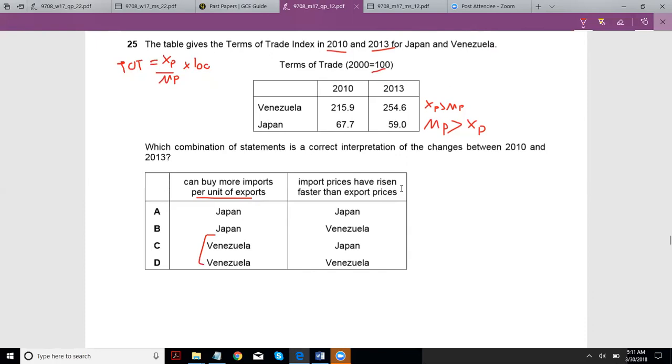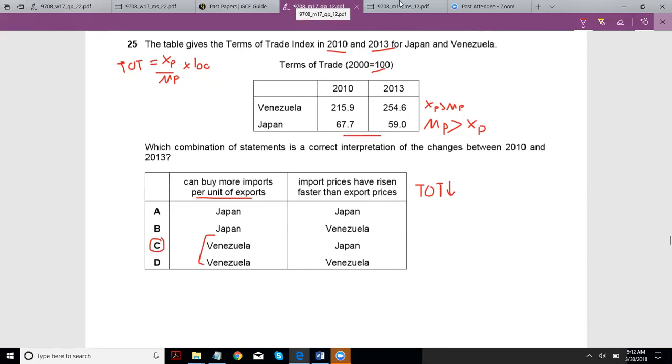Import prices have risen faster than export prices. Well, this clearly means that your TOT has gone down, because if your denominator increases faster than your numerator, TOT has gone down. This is only the case in Japan. So that should be C.